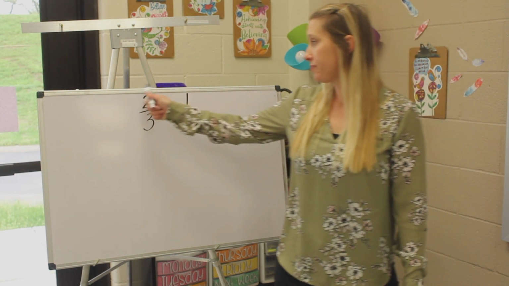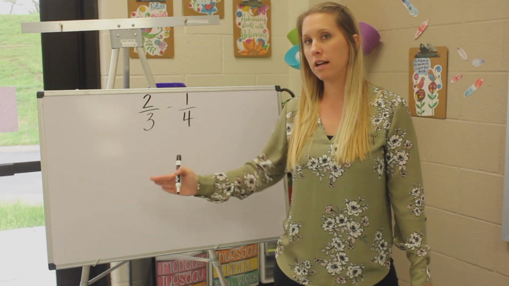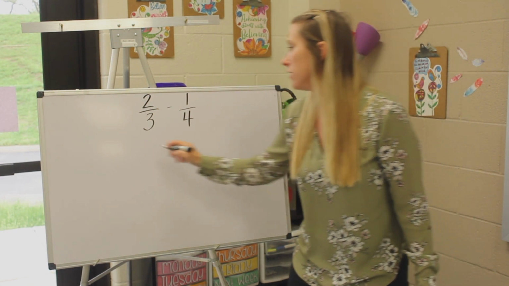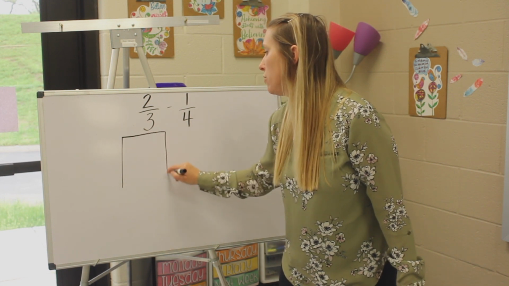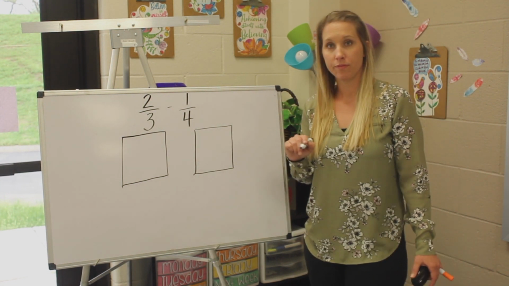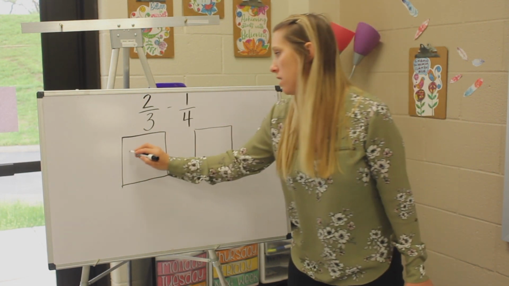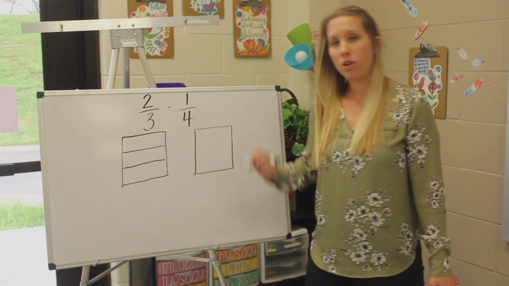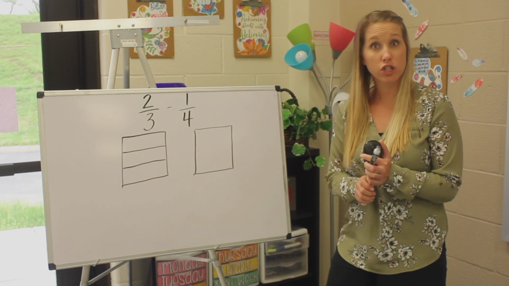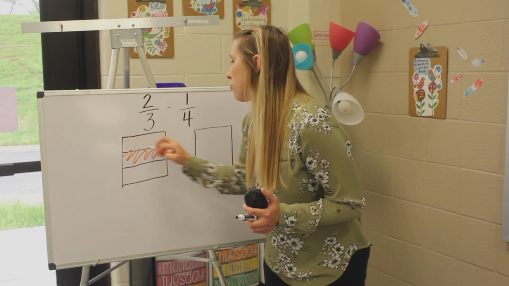So remember, I want to start by modeling both of these numbers. I'm going to model thirds horizontally, side to side, and I'm going to model fourths vertically, or up and down. So let's start with our rectangle. 2/3. How many pieces did you partition your rectangle into? Did you partition it into 3 pieces because our denominator is 3? 1, 2, 3. How many did you shade in to represent 2/3? Did you shade in 2? Great job. 2 out of 3.